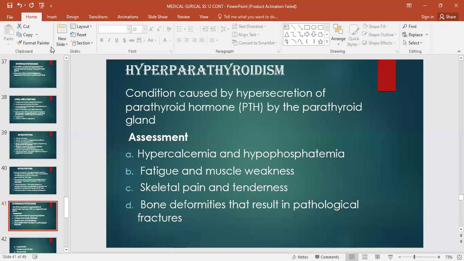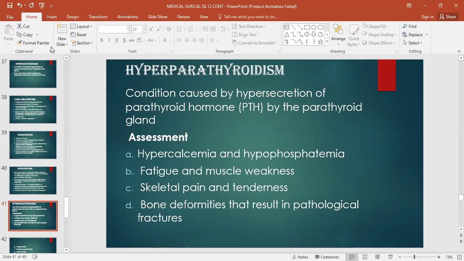This is just the excessive secretion of what? Parathyroid hormone. So every sign and symptom you are going to have here is going to be the opposite of what you have in hypoparathyroidism. So it is almost just opposite. So this is just the excessive secretion of what? Parathyroid hormone. So this patient is going to have hypercalcemia while the phosphate level will be low.